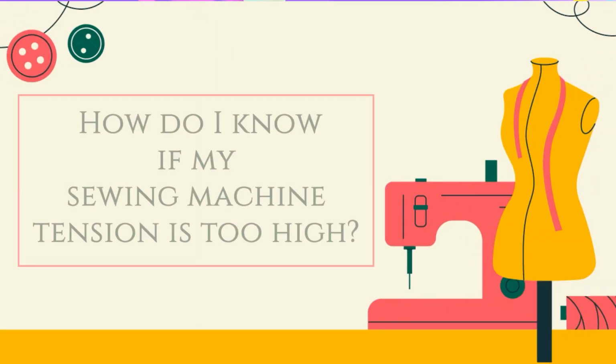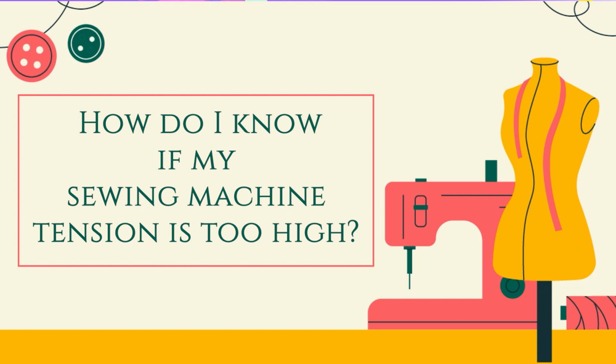So you continue to change the tension settings until the stitches are balanced and no loops are visible on the top side. So you run your fingers over the stitches on both sides of the fabric. They should feel smooth. So how to know if your sewing machine tension is too high?